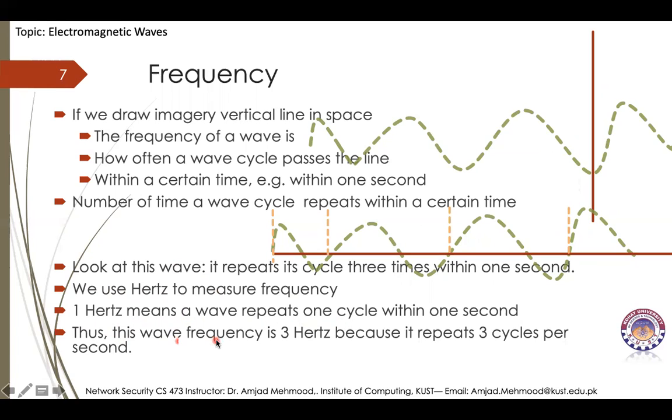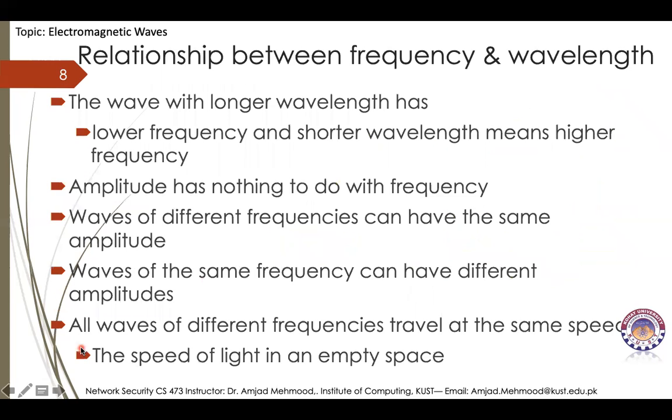Thus the wave frequency is 3 hertz because it repeats 3 cycles per second. Now, the relationship between frequency and wavelength. The wave with longer wavelength has lower frequency, and shorter wavelength means higher frequency. They are inversely proportional to each other.